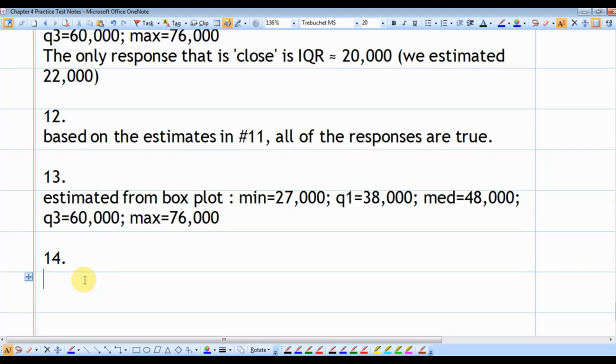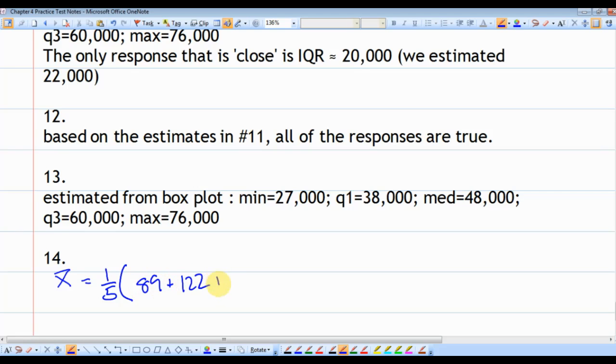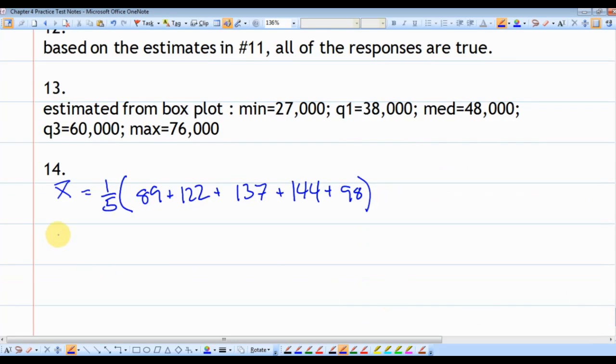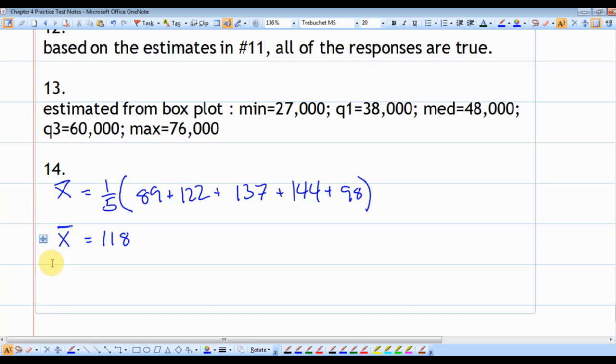14. A sample of 5 birth weights are these. So again, you're just going to use your calculator. Might help if you wrote a formula here. X bar is equal to 1/5 times 89, 122, 137, 144, and 98. And I don't know what that adds up to, but I am going to cheat and take a look at the answer. 119. Okay. Again, just in the interest of time, you should be able to do that on your calculator.